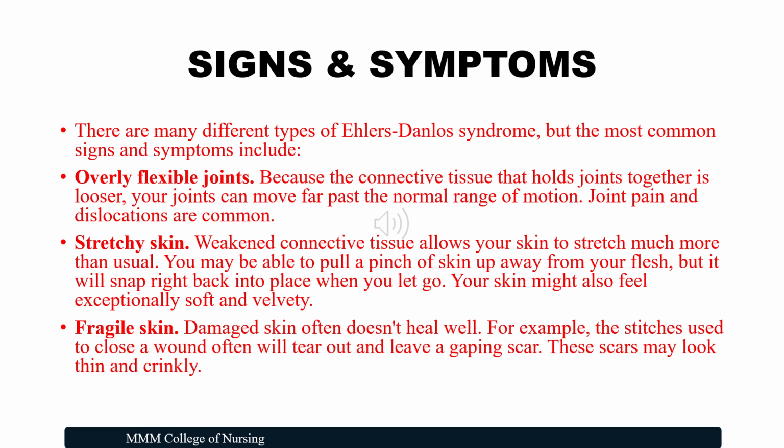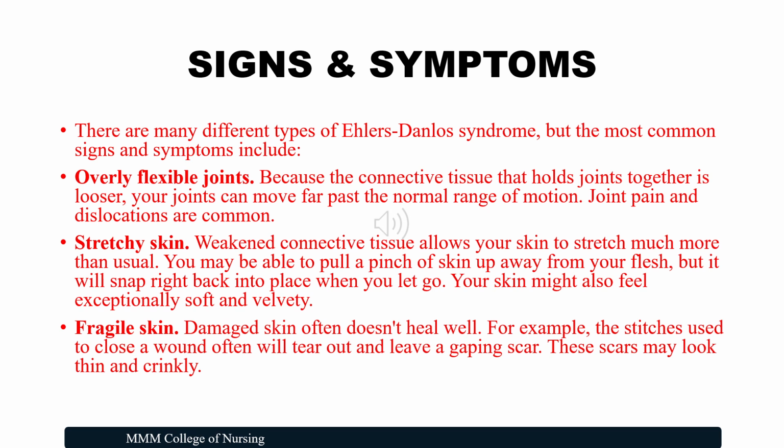Coming on to signs and symptoms, there are different types of Ehlers-Danlos syndrome, but the most common signs and symptoms are overly flexible joints, stretchy skin and fragile skin. With overly flexible joints, the connective tissue which holds the joints together is looser, so the joints move far past the normal range of motion. Joint pain and dislocations are common in this type.